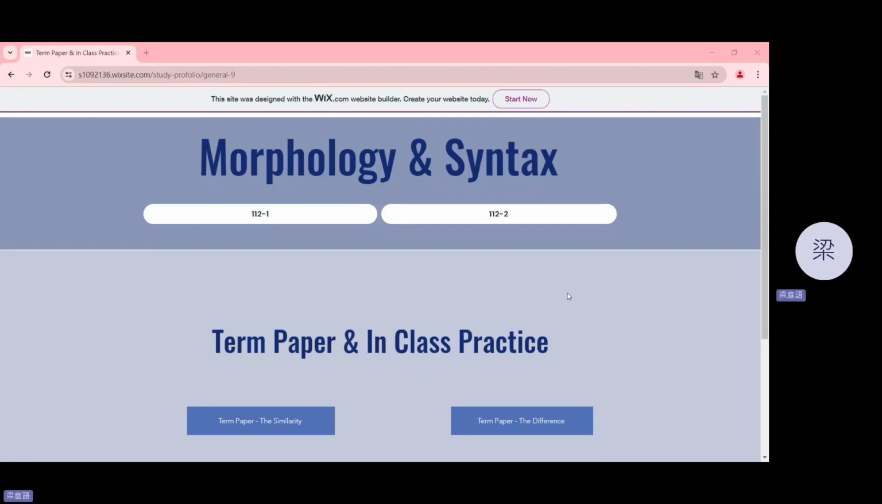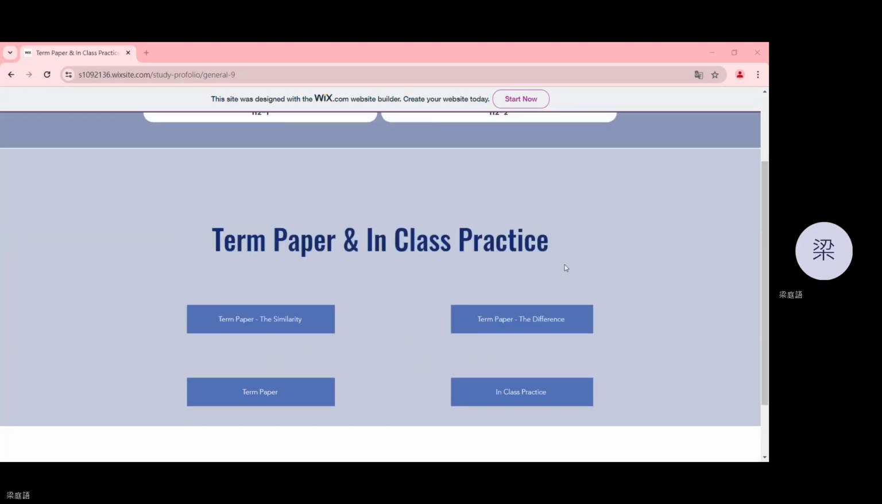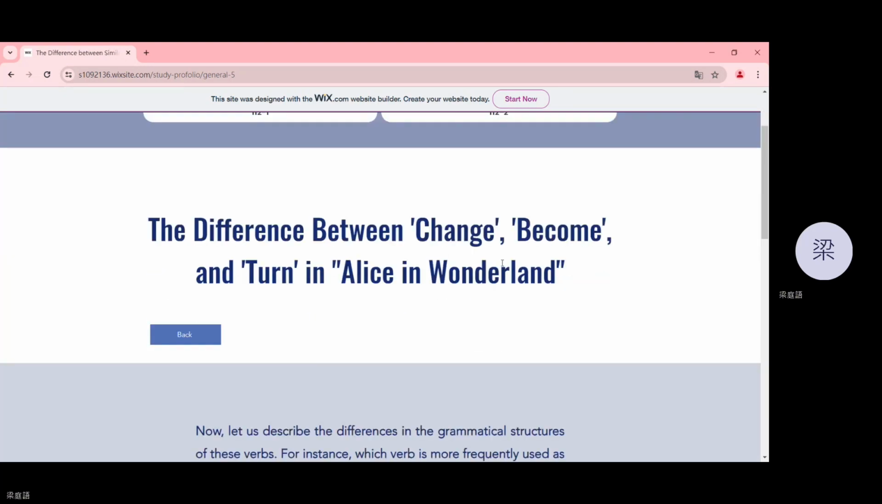Hello, I'm Amber. Now I'm going to introduce the term paper of the difference part and in-class practice. Okay, first is the difference. The difference between change, become, and turn in Alice in Wonderland.